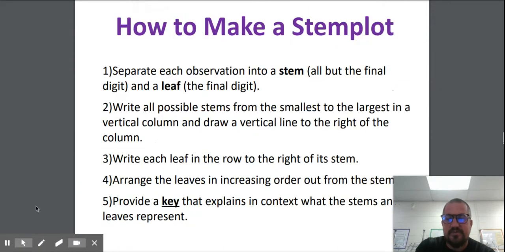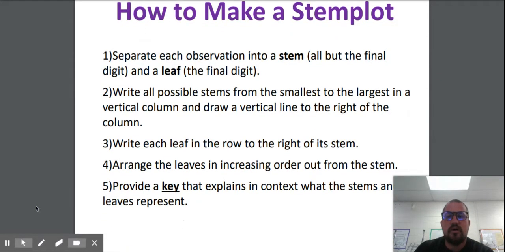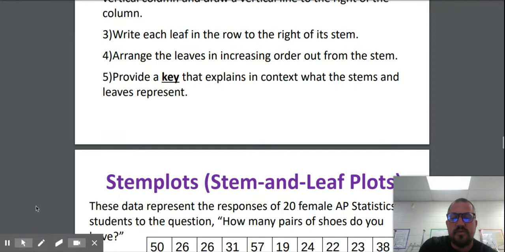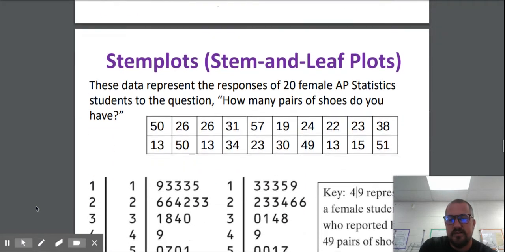So a couple steps on how to make a stem plot that you just saw. You want to make the stem and leaf. The stem is everything but the final digit. The leaf is the final digit. So if it was a 3-digit number like 104, the 10 would be the stem and the 4 would be the leaf. You write all possible stems from the smallest to the largest. Write each leaf in the row to the right of its stem. You're going to arrange them in increasing order and provide a key, because you could be doing decimals like 2|2 could mean 2.2, or it could mean 22.